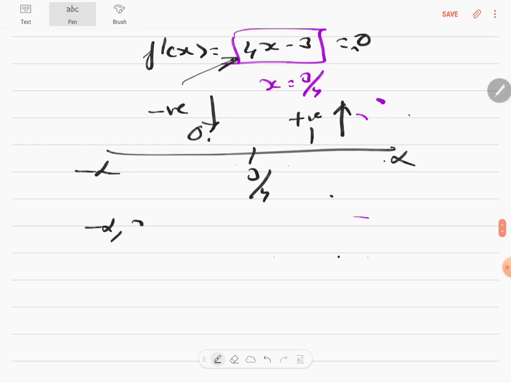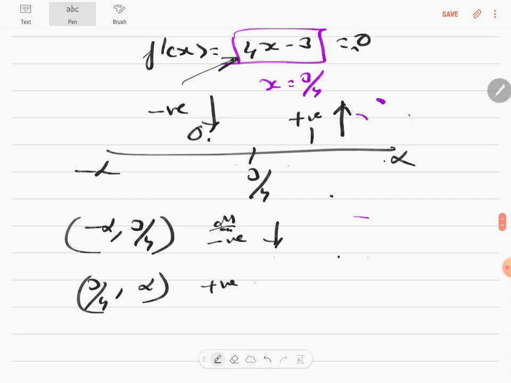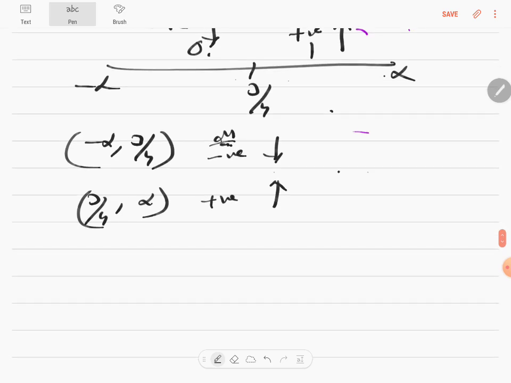So minus infinity to 3 by 4, it is decreasing. dy by dx is negative, so it's decreasing. And 3 by 4 to infinity, dy by dx is positive, so it's increasing. You can tabulate it, you can do it. But the question is whether 3 by 4 is included. If the question is strictly increasing or decreasing, or just simply increasing and decreasing.